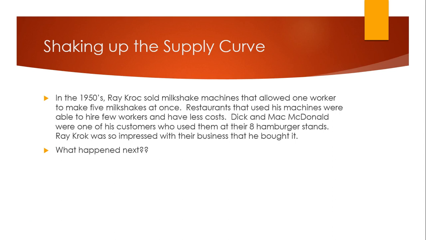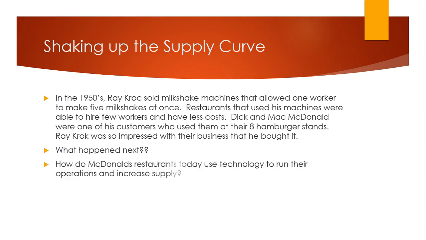Ray Kroc was able to figure out a way to lower the costs, increase total revenue, increase profit, and then he just kept dumping those profits back into the business. So how do McDonald's restaurants today use technology to run their operations and increase overall supply? Usually I'll get responses of just a computer system. When you place an order, it pops up on the screen in the back. Nowadays, some McDonald's are putting in kiosks where you reduce the number of workers in the front.